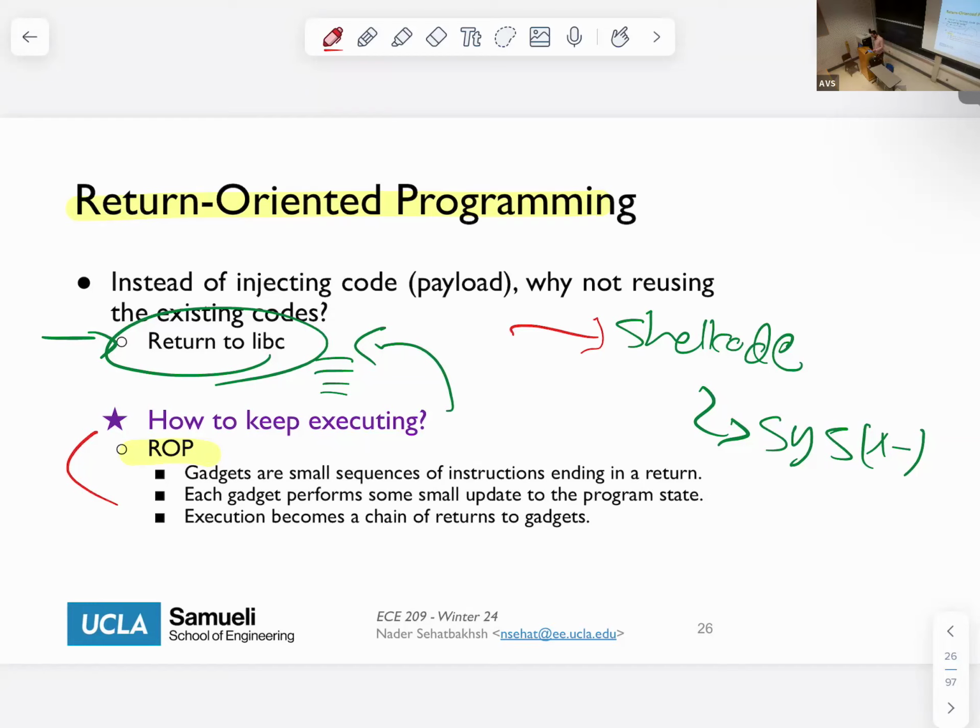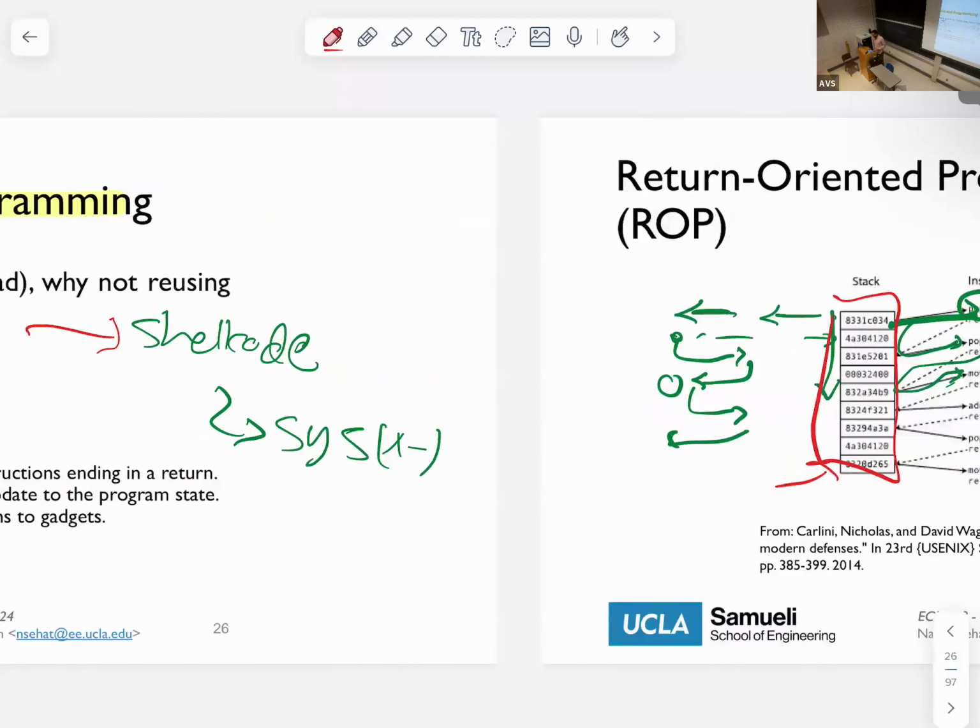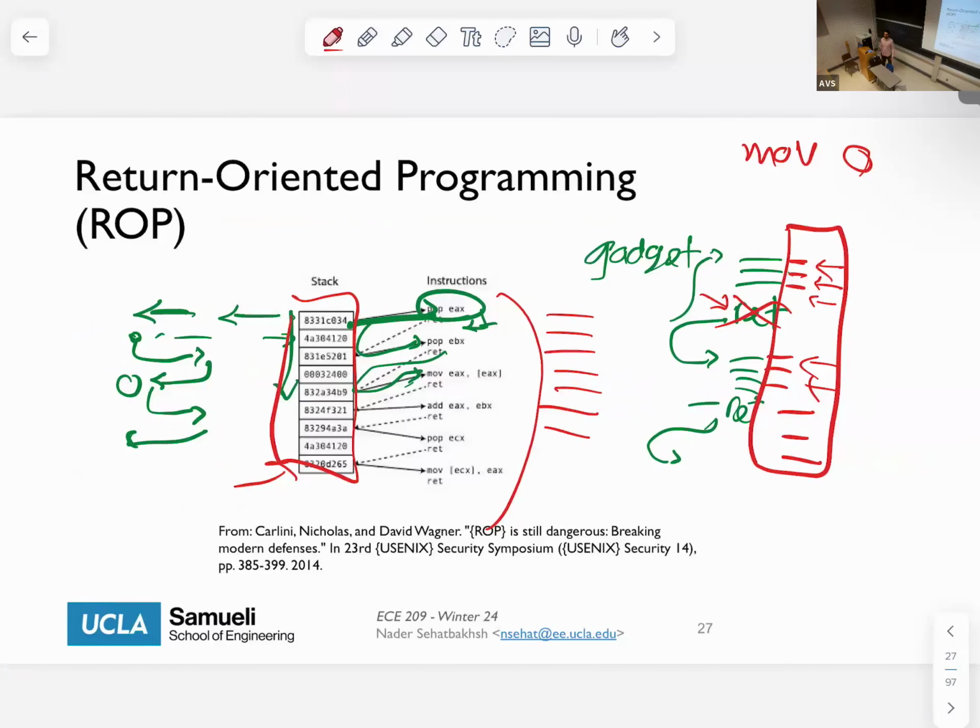A more generic type of return-to-libc is what we call return-oriented programming, where you search for gadgets in your memory. A gadget is essentially a sequence of instructions that ends with a return. Anything that's a sequence of one or more instructions that ends with a return, we call a gadget. What we do then is run these gadgets one after another.